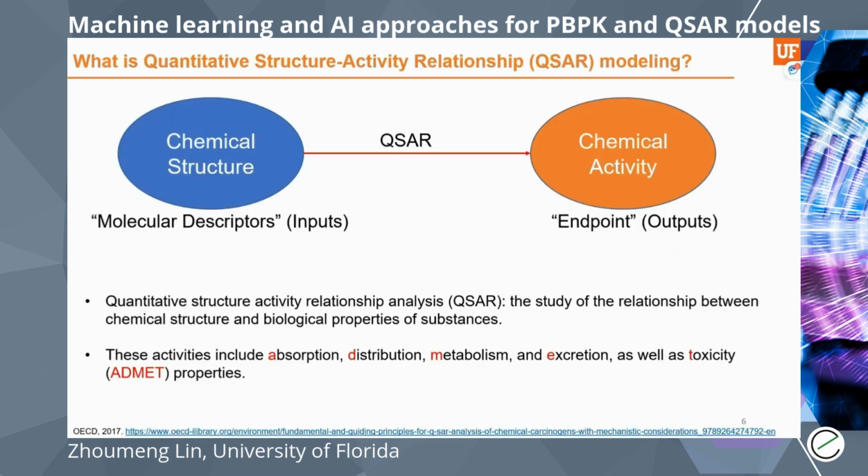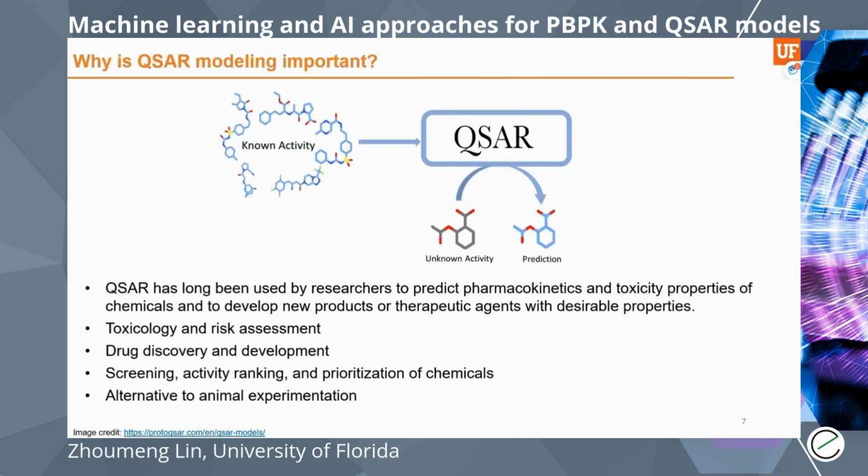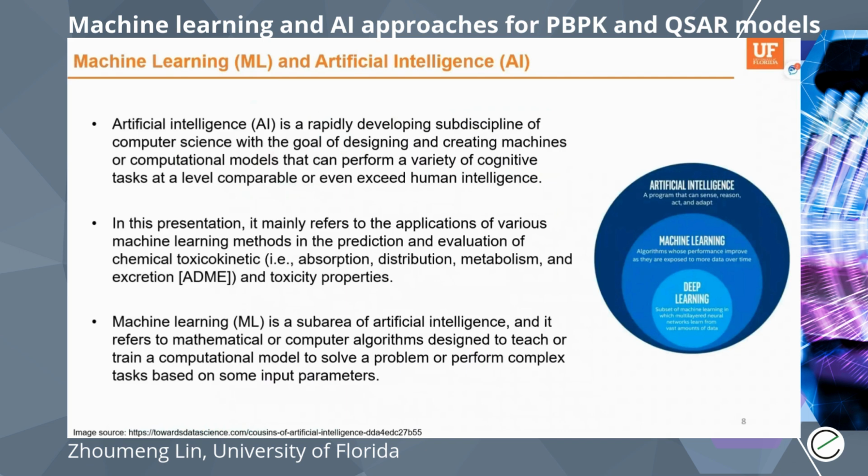QSAR modeling is a method to study the relationship between chemical structure and the biological properties of chemicals. In our lab, we mainly focus on building QSAR models to predict absorption, distribution, metabolism, and excretion. Both PBPK models and QSAR models have been commonly used in toxicology, risk assessment, drug discovery, and development. So both are important tools in future chemical risk assessment.